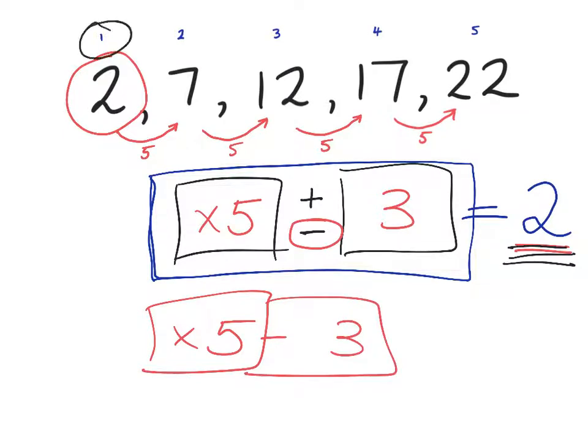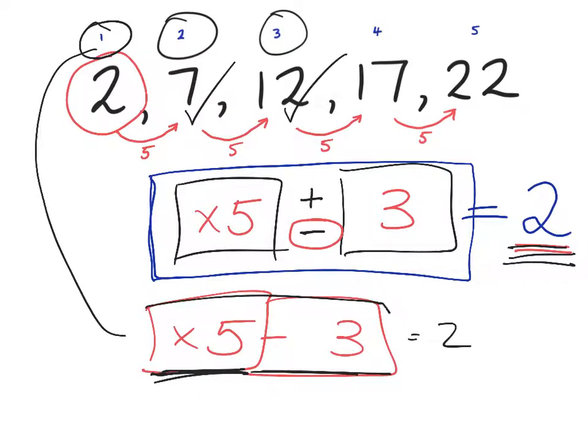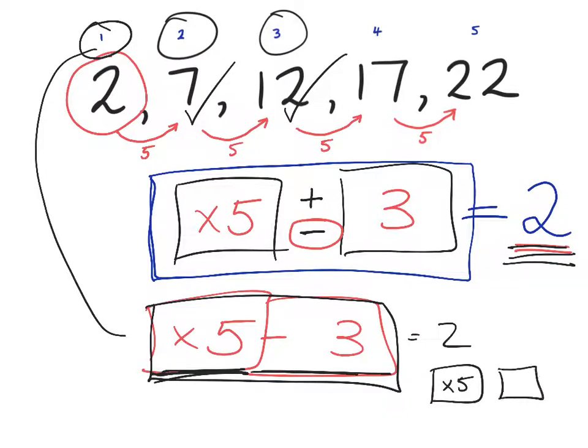So if we put 1 into this, it would be 5 take away 3 equals 2. If we put 2 in it, it would be 2 times 5 is 10, take away 3 equals 7. 3 in it, 3 times 5 is 15, take away 3 is 12. So it's working. The answer to this one would be times by 5 minus 3.